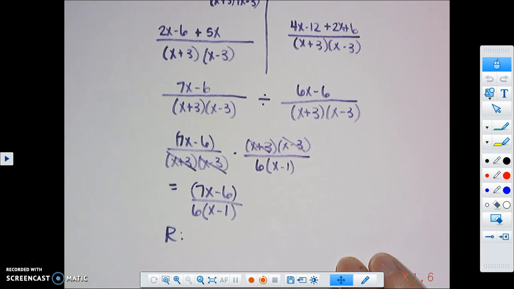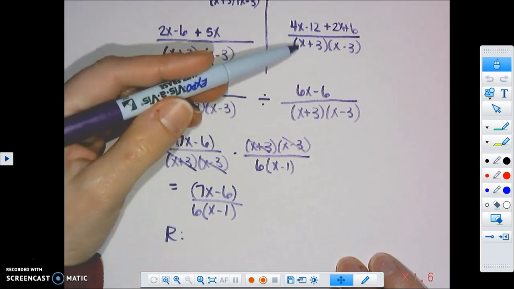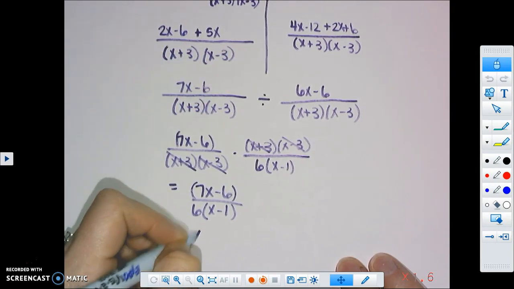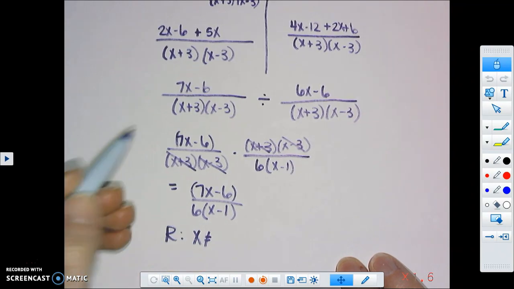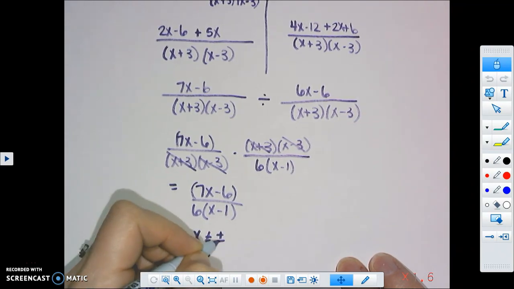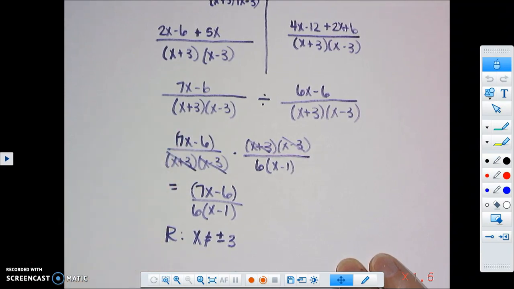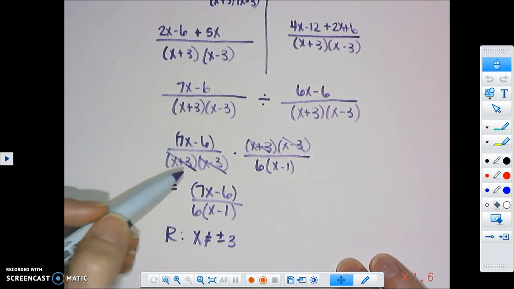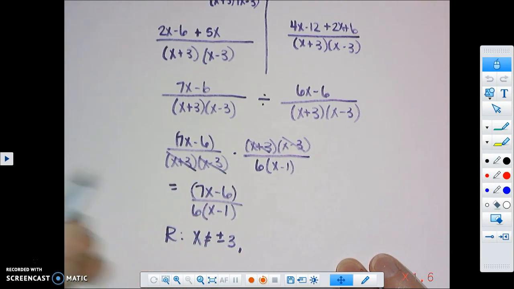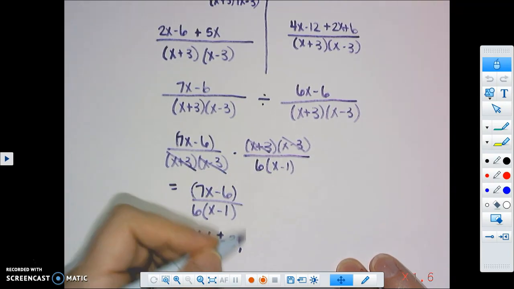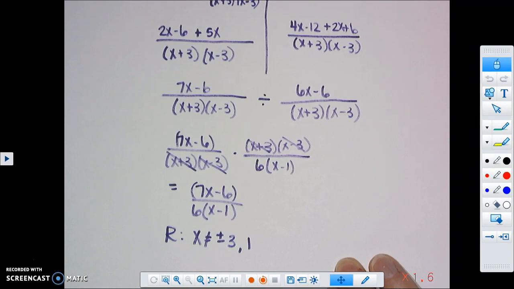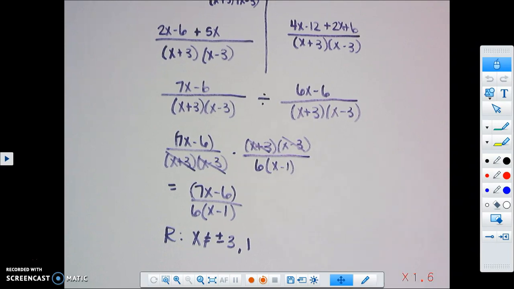In terms of restrictions, we're going back here. We had addition and subtraction, so that means that we're looking for just the denominator pieces. So that would give us x can't equal a positive or a negative 3 from those two pieces. Since it was division, though, we do need bottom, bottom, top. So that does give us another restriction of x can't equal 1. Remember, this 6 is a monomial that does not have a variable with it, so it does not cause any more restrictions to happen in the problem.